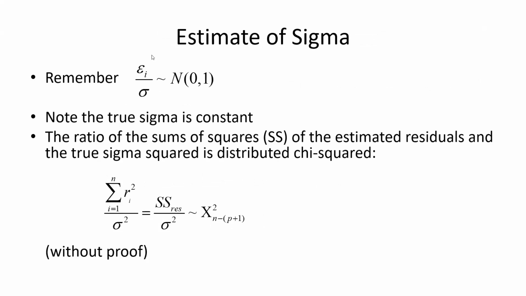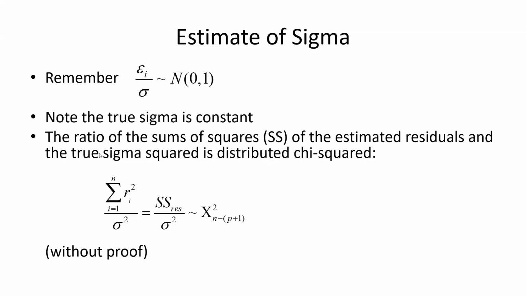So we had assumed that epsilon i is distributed as normal 0, sigma. And I should call that Gaussian 0, sigma here. And then if I divide by sigma, a constant, then I get the normal distribution 0, 1, right? So standard normal distribution.